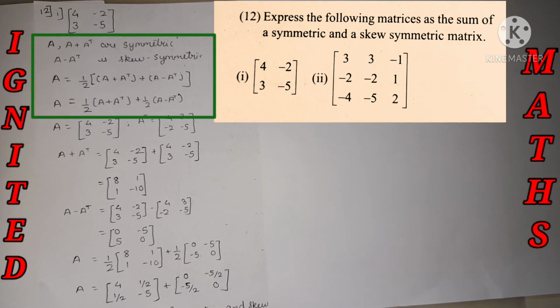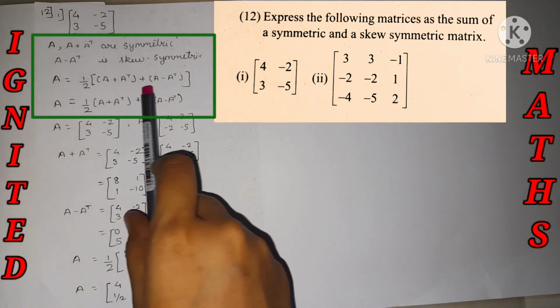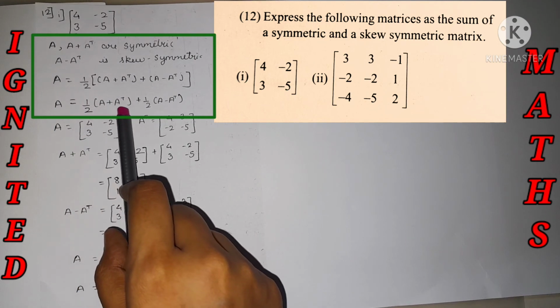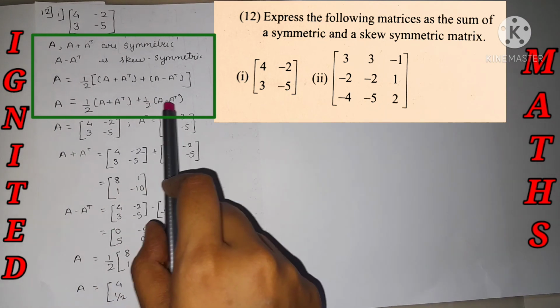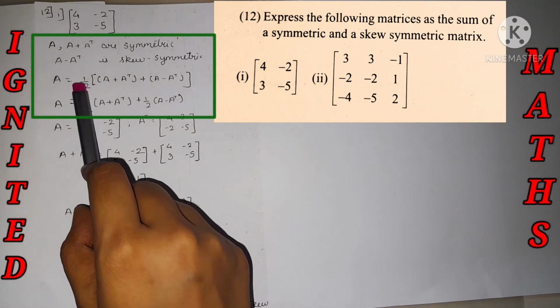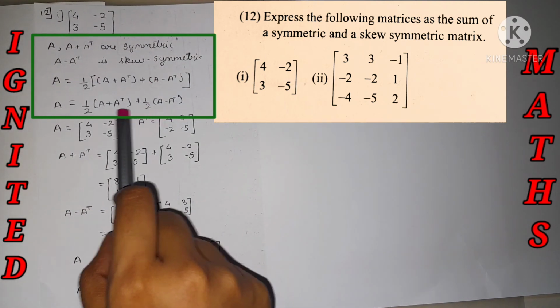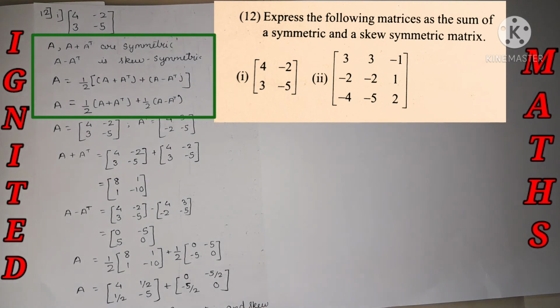According to the question given, express the following matrices as the sum of a symmetric and a skew symmetric matrix. Yes, it's nothing but A is equal to half of (A plus A transpose) plus half of (A minus A transpose). Nothing but the same, because half into 1 is nothing but half over here. Okay, this is how we need to prove it.